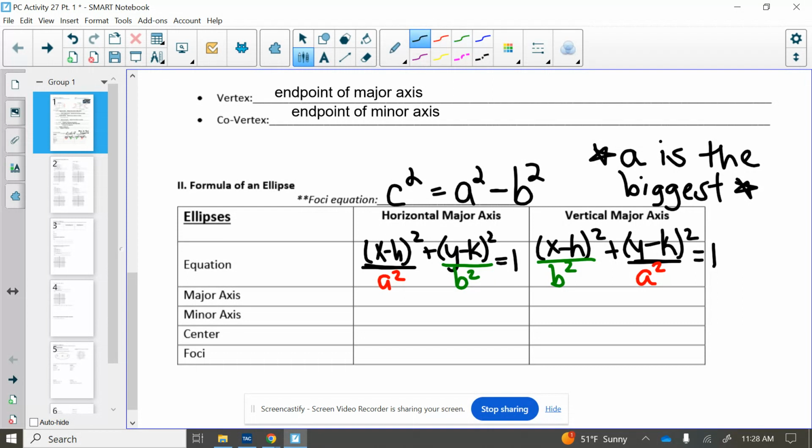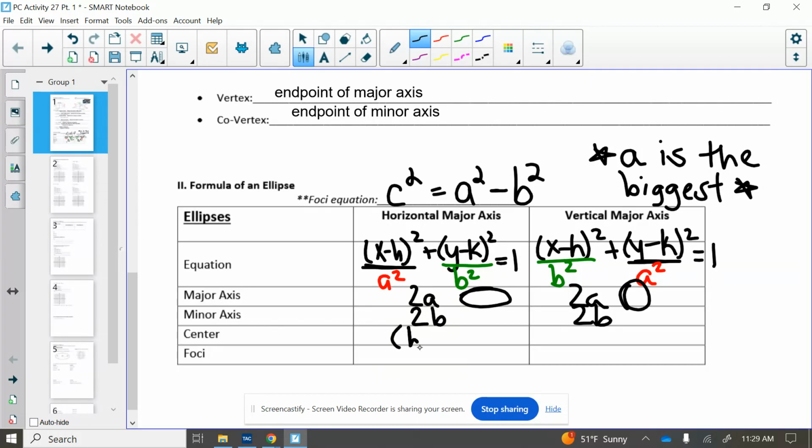Now again, the major axis length is always 2 times A. So in this case, the major axis would be the x value, so it's going to be wider. If it's a vertical, it would be taller. And our minor axis then is always going to be 2 times parameter B. That's the length of that.